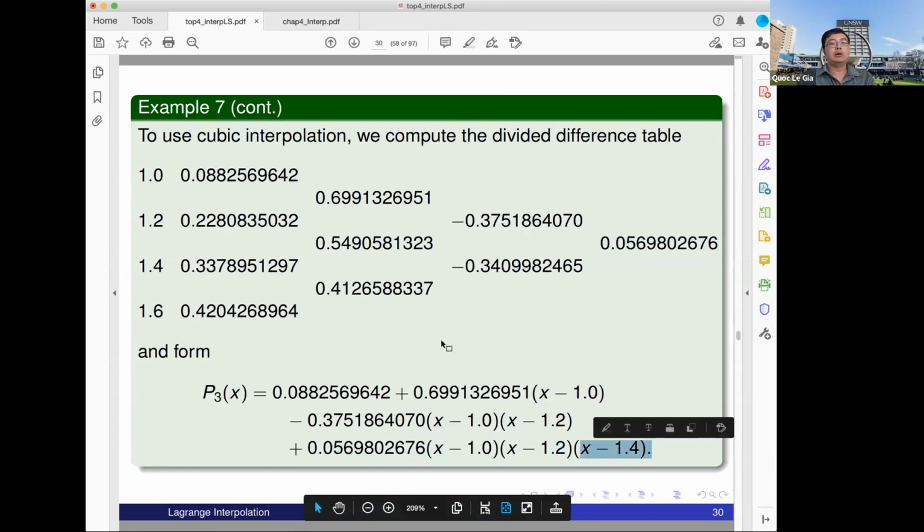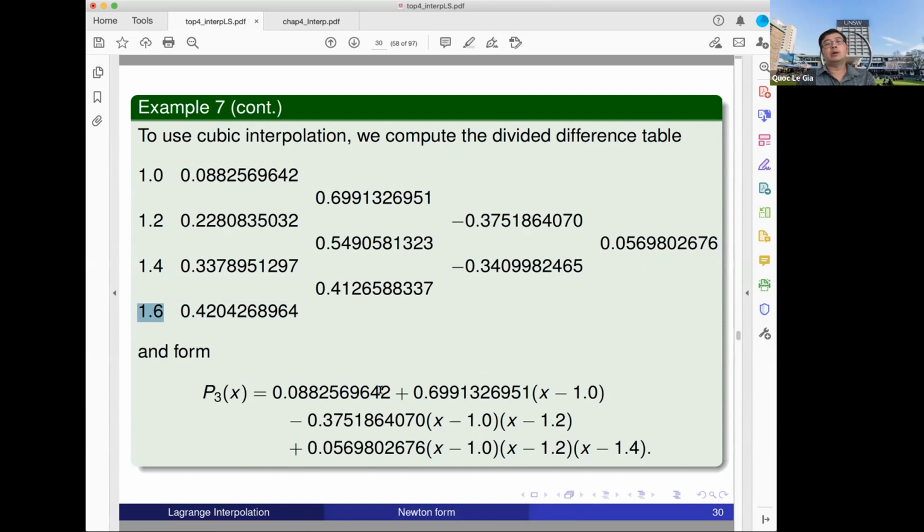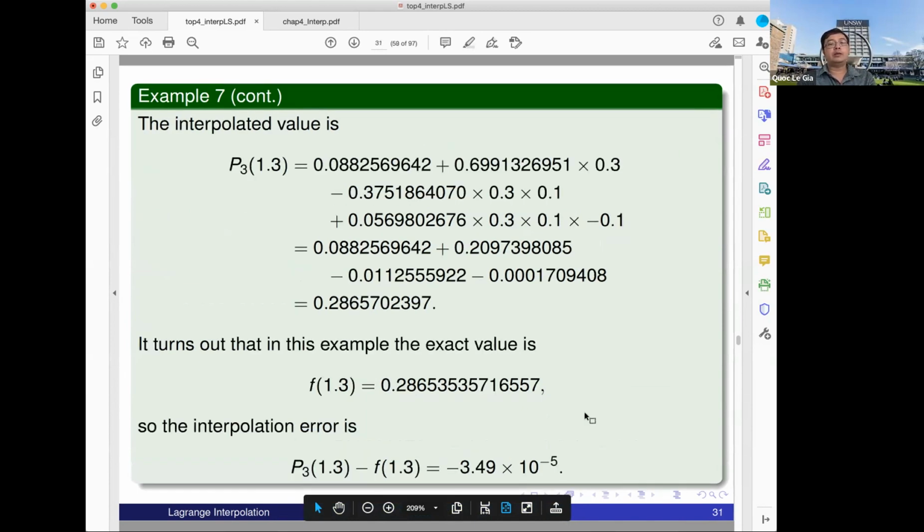And then you multiply by x minus the first point, x minus the second point, x minus the third point. So we don't use the last point. In the Newton form, there is no last point, so just x minus 1.4 and you stop. And then now you plug in at 1.3.